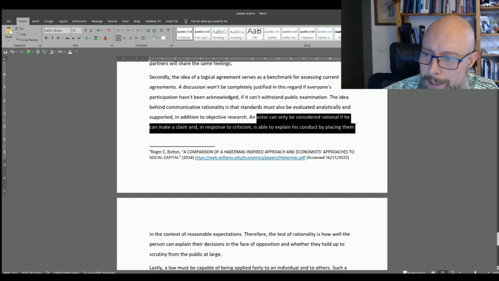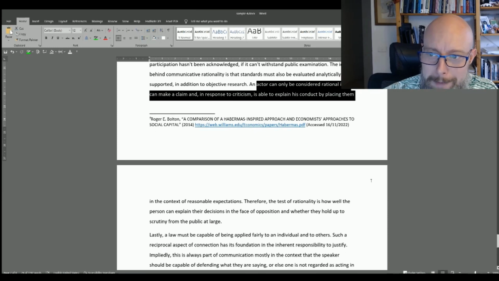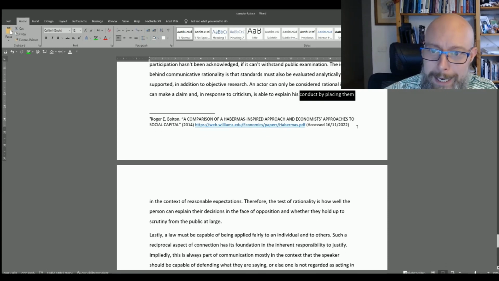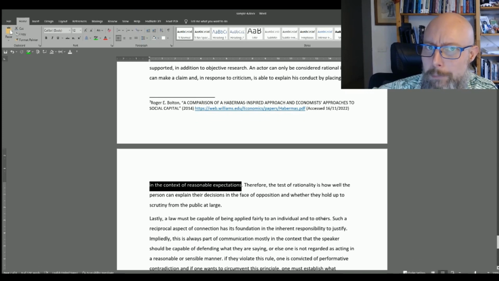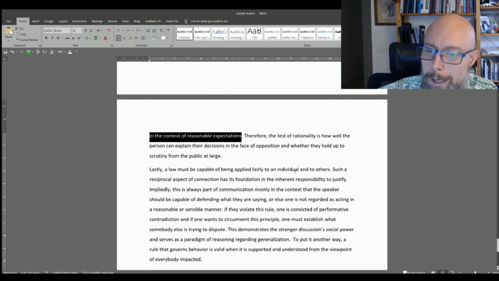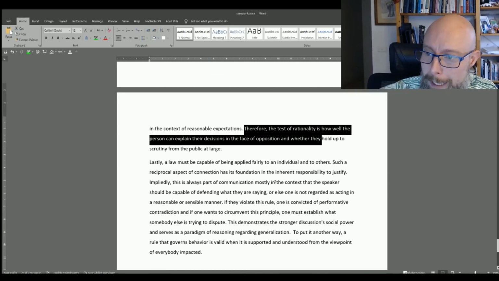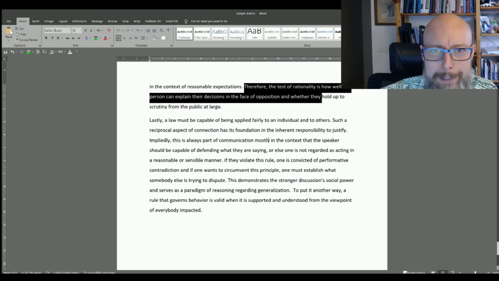An actor can only be considered rational if they can make a claim and, in response to criticism, can explain their argument by providing evidence and a clear structure and flow. Therefore, the test of rationality is how well a person can explain their essay in the face of somebody reading it.